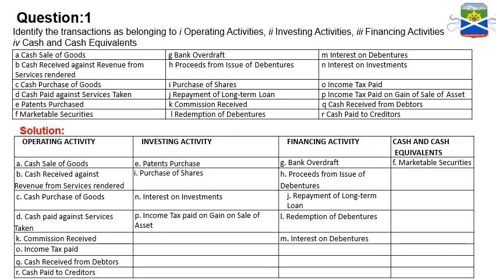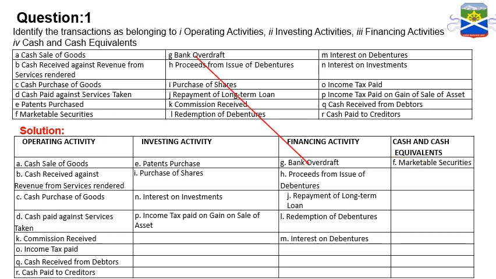The first one we'll take is the cash sales of goods, that is operating activities. Cash received against the revenue from the service rendered, that is also operating activities. Now cash purchase of goods, that is operating activities. Next one is cash paid against the service taken, goods and service as we discussed earlier, so it is also operating activities. Now next one is patent purchase. It comes under assets, so that is investing activity. Marketable security, cash and cash equivalent.